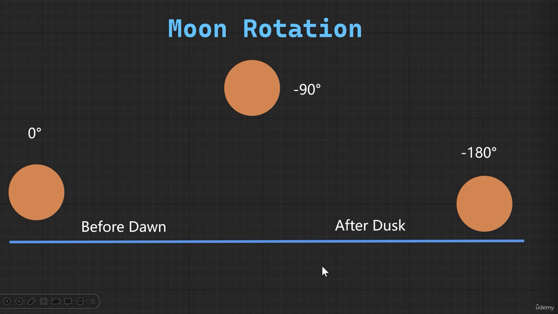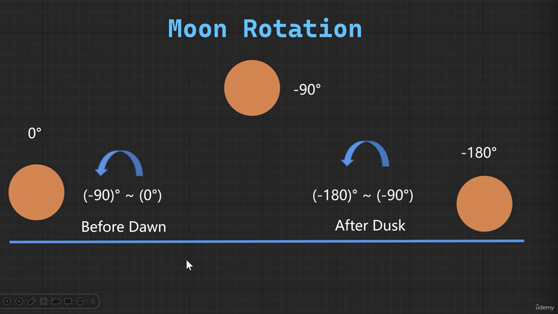So before our sun is visible, how should our moon behave? Take this after dusk, for example. The valid range should be between -180 to -90, and our moon should rotate like this. And for the before dawn, the value range should be between -90 and 0 degrees. And this is how our moon should rotate. This is going to make much more sense to you once we start coding.